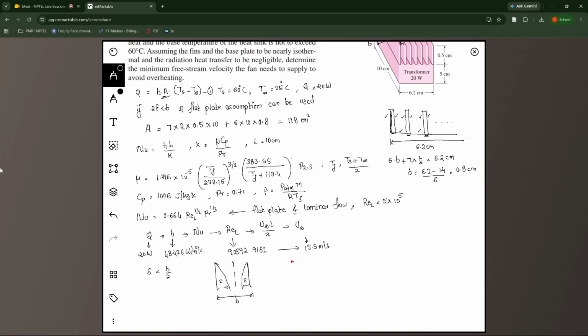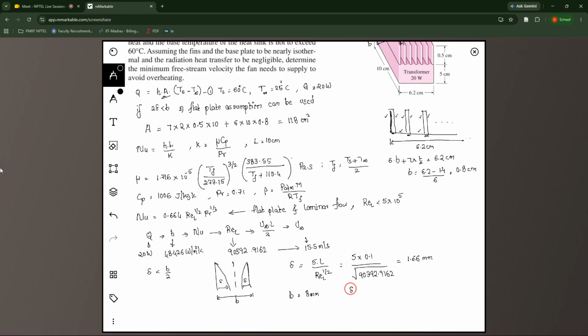And how do I do that? For which we already have the correlation. Delta is given by 5 times, and now we have to calculate this at L, which is given as 10 centimeter. So 5 into 0.1, and that comes to be around 1.66 mm. While if you see, the value of b is around 8 mm.